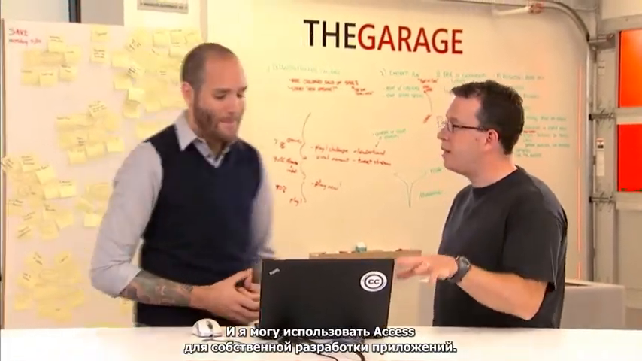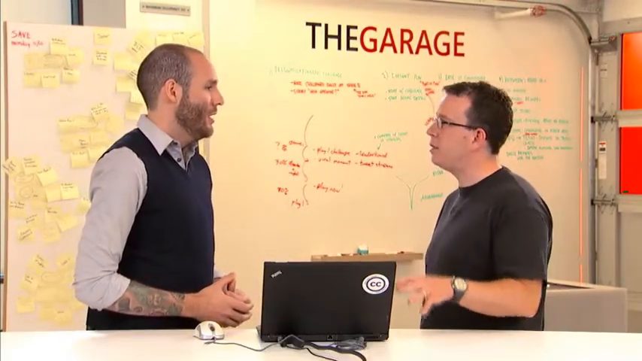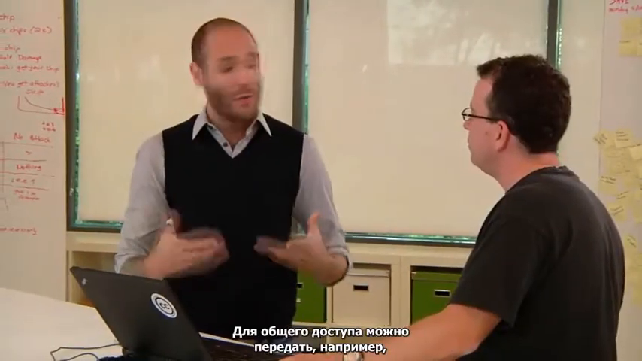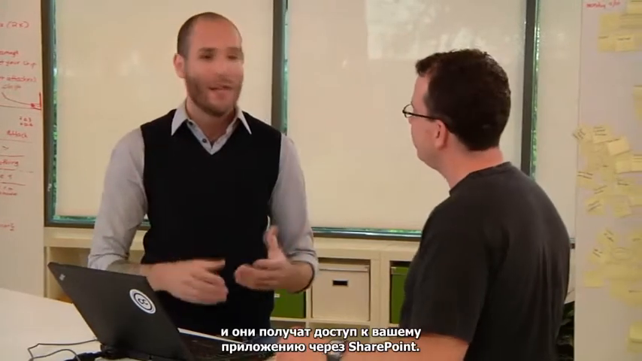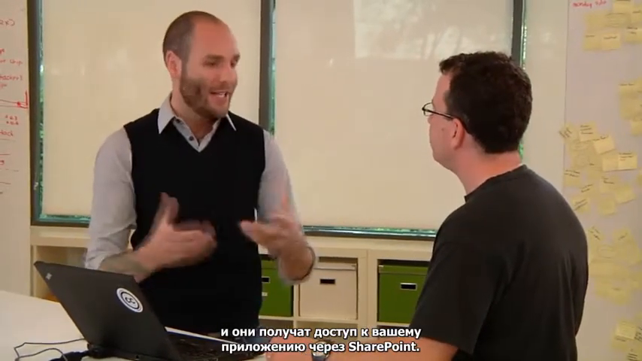And yet I can use Access as the place where I do this coding and this assembling and designing and things like that. Exactly. So Access lets you develop and build the application, and the hard part was sharing it. Now you can share it with a URL. You just need to send someone a URL, and anybody on your team, in your company, or your partners can, through SharePoint, access that site.